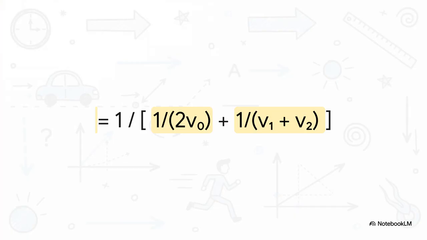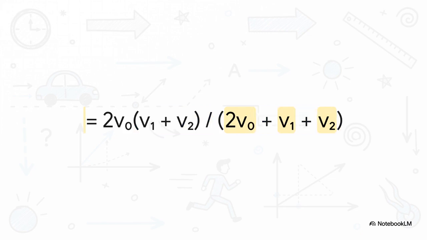And here comes the most satisfying part of the whole problem. Look at this. We have an s in the numerator, and we have an s in each term of the denominator. That means they all cancel out. How cool is that? This tells us something really important. The mean velocity doesn't even depend on how long the trip was. It's a general result.